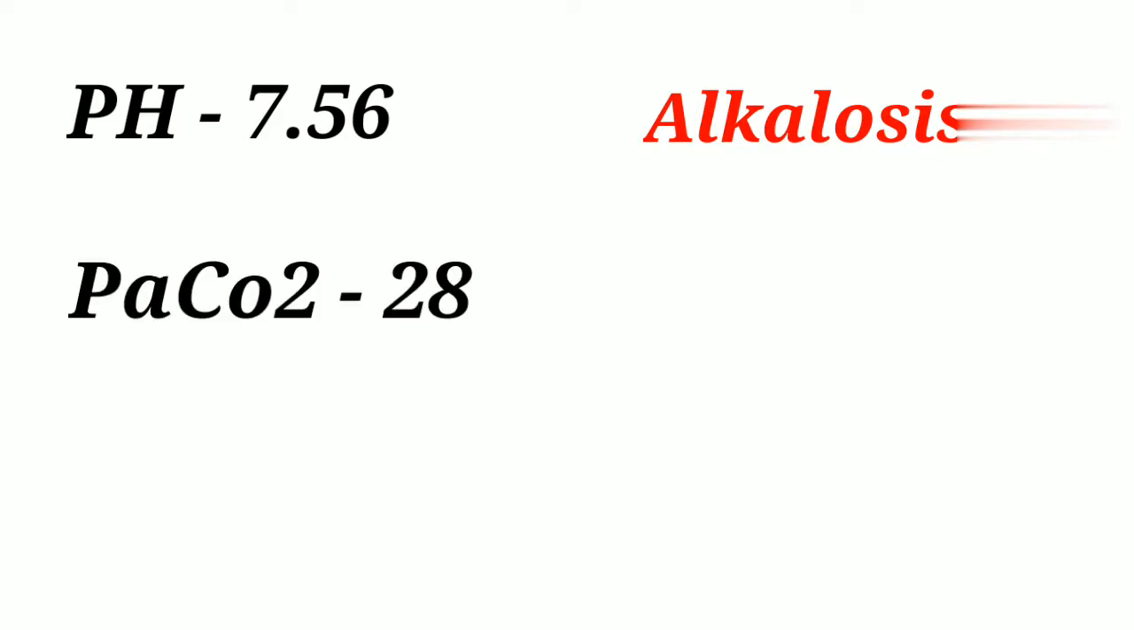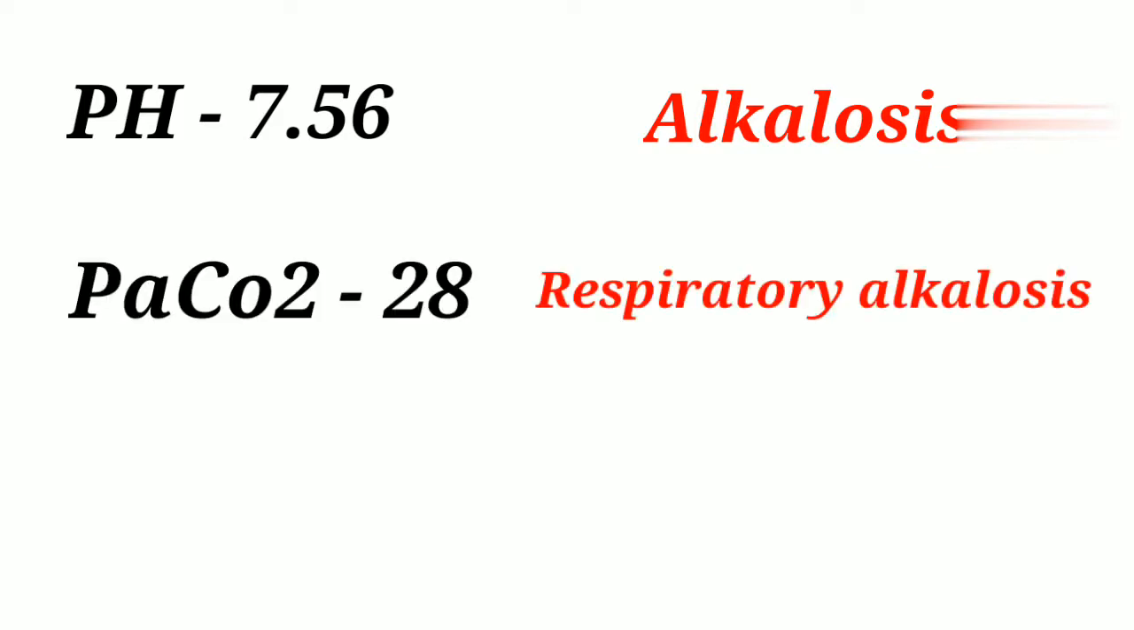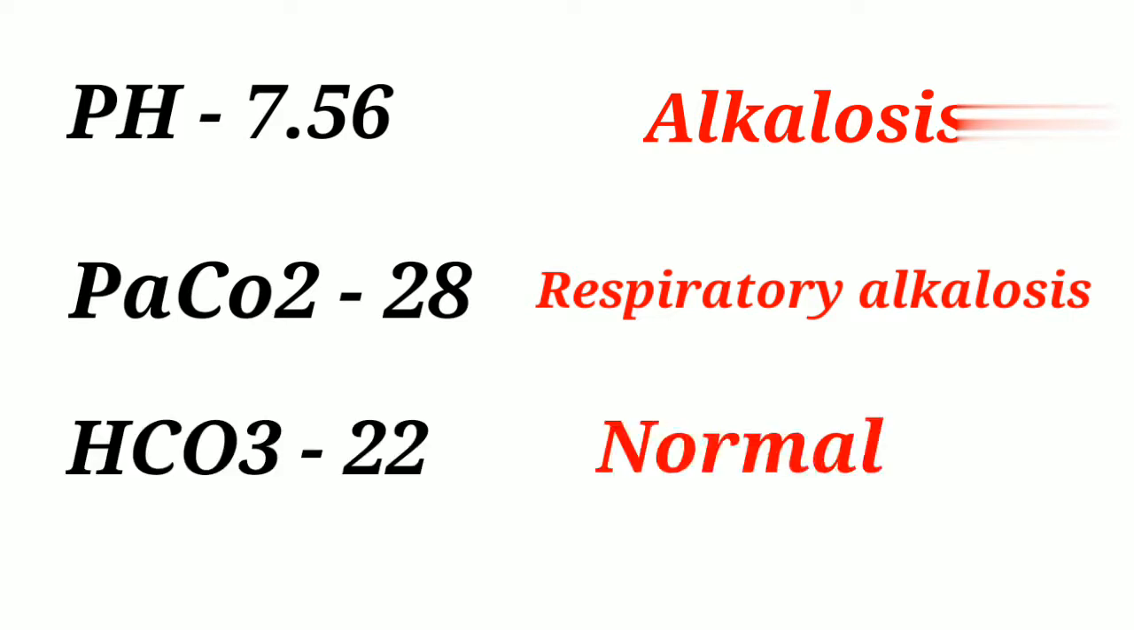Second query: pH is 7.56, it's more than 7.45, it's alkalosis. PaCO2 is 28, it's respiratory alkalosis. Then HCO3 is 22, it's normal. The solution is respiratory alkalosis.